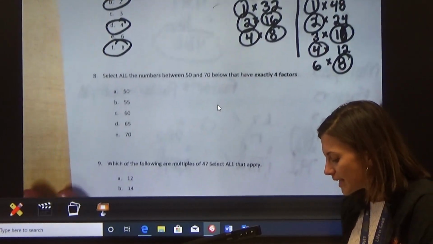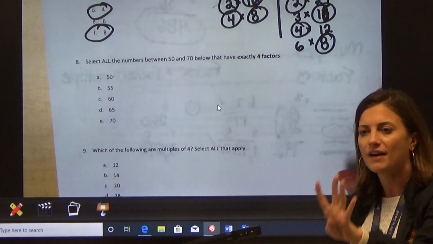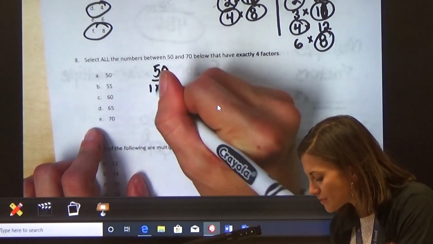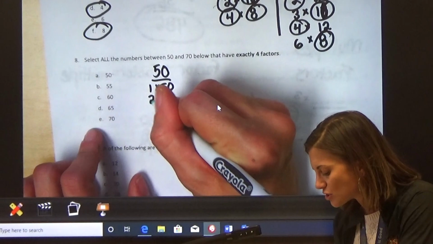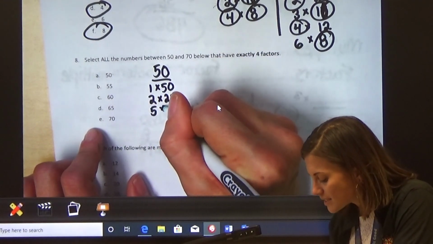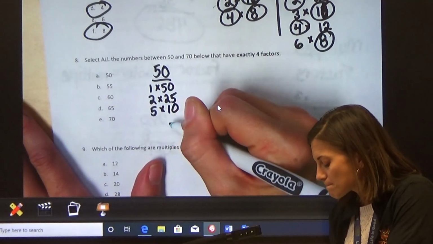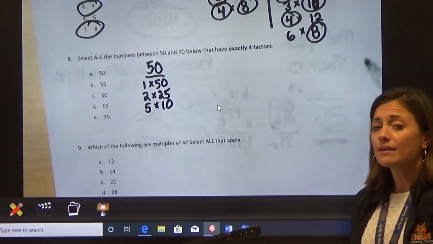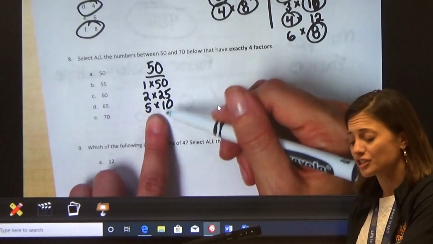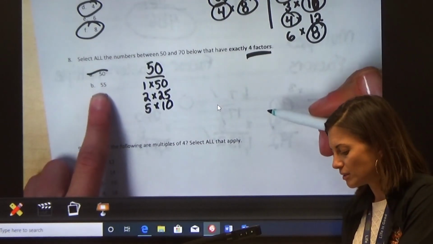Moving down, select all the numbers between 50 and 70 that have exactly 4 factors. So for 50, I am going to do 1 times 50. It ends in a 0, so that's 2 times 25, 5 times 10. There are a lot of options. Now I've already gotten to 3 factor pairs, which is 6 factors, and I only wanted 4. So 50 is not an option. Now I'm going to move on.